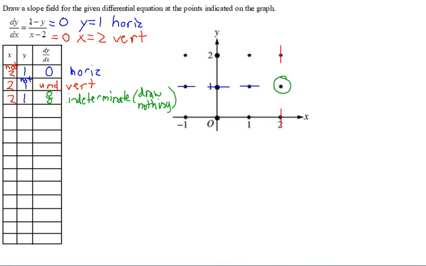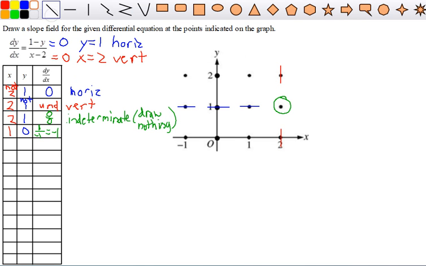Okay? So let's say we start over here at the next point we need, 1, 0. So if you plug in 1 for x, 0 for y, well 0 for y makes that 1 on the numerator. 1 for x makes that negative 1 in the denominator. 1 divided by negative 1 is negative 1. So at the point 1, 0, we'll have a slope of negative 1, which is like down 1, right 1. Not like that.